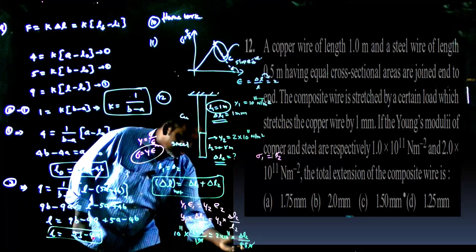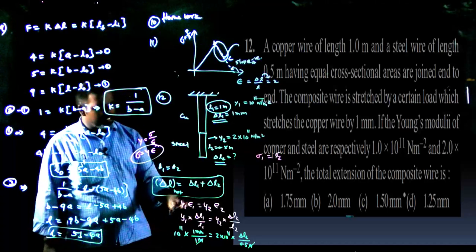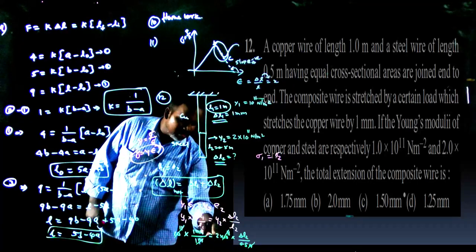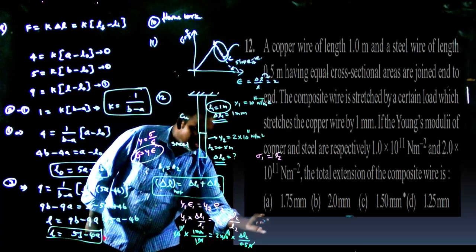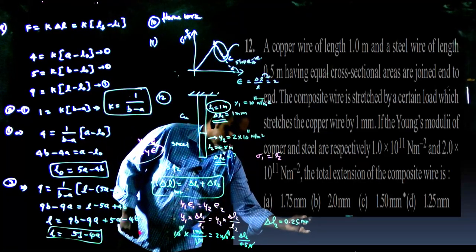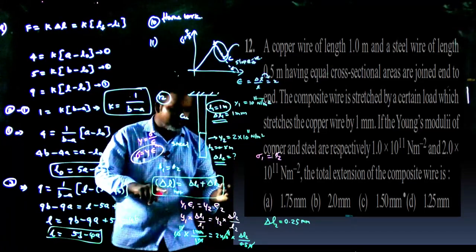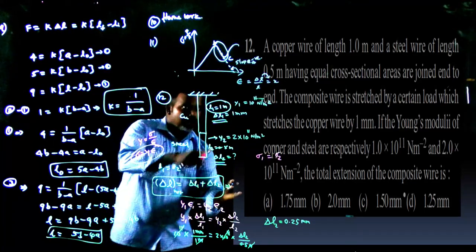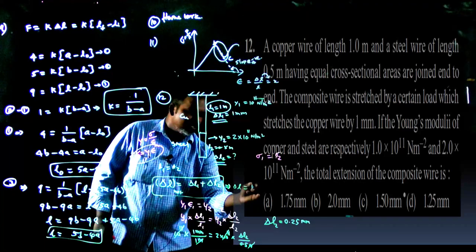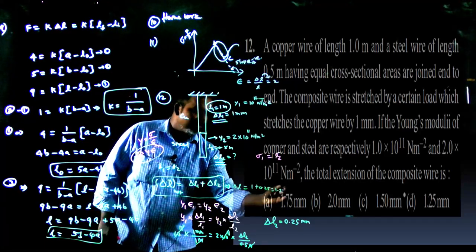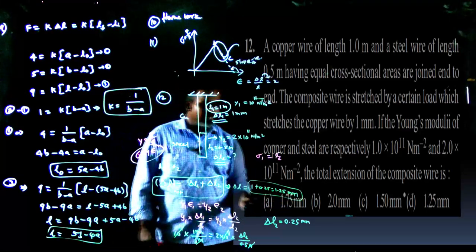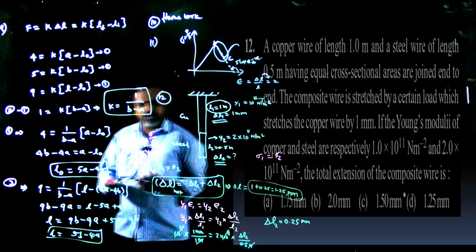Anyway, the meter gets cancelled out, so even though we are not converting the unit, it's no problem. Just see that these two get cancelled out. This is 1 by 2, it will become 4. So delta L2 is equal to 1 by 4, that is 0.25 millimeter. Therefore, the total length is given by delta L1, which is 1 millimeter, plus 0.25. So delta L equals 1 plus 0.25, which is 1.25 millimeter. This is the answer for the given question. Therefore, the given option is option D. Yes, please note down the solution, children.